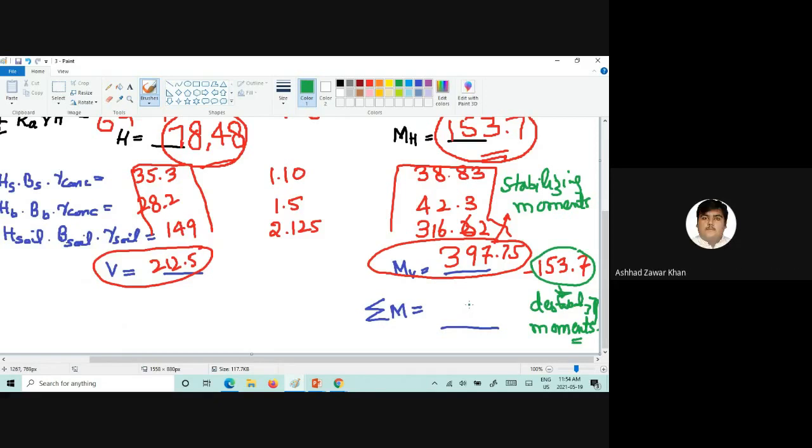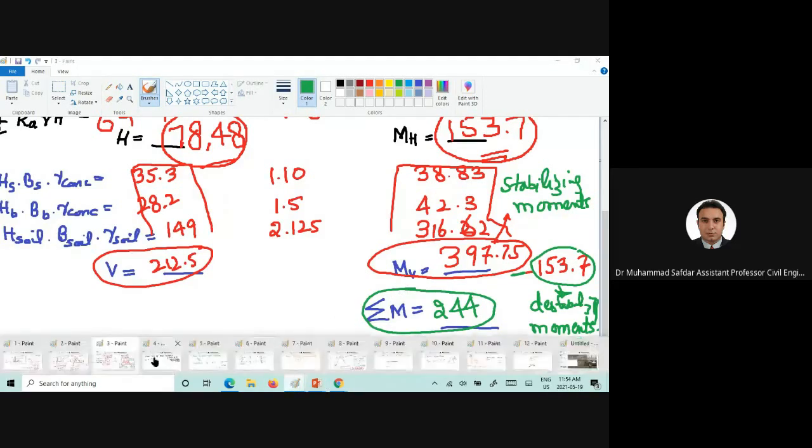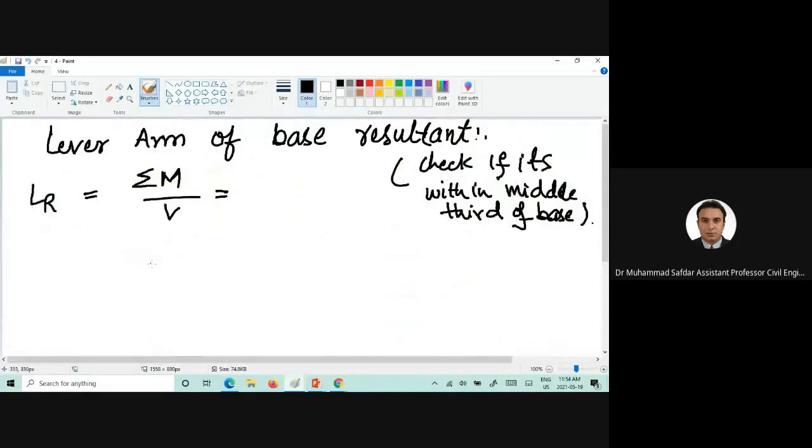We need to subtract. 244. And you need to note down this value as well, because we are going to use it in finding the lever arm of the base resultant.